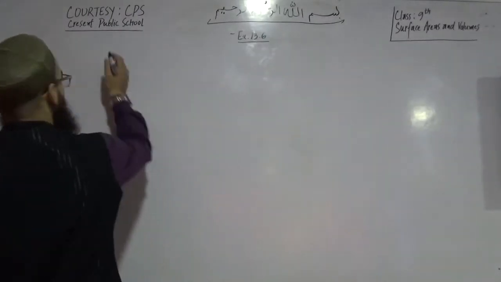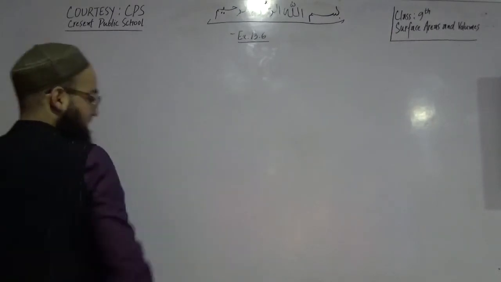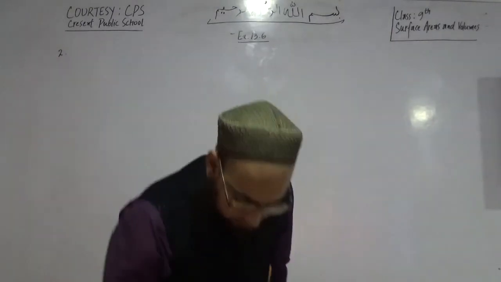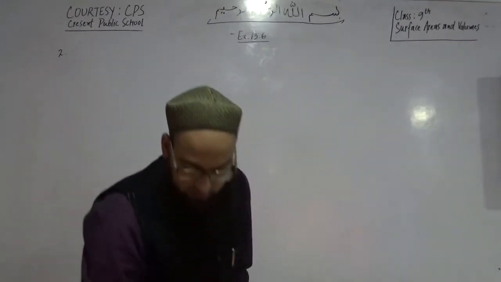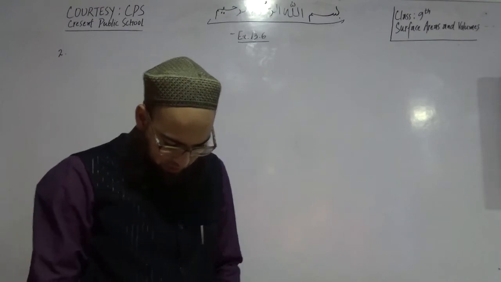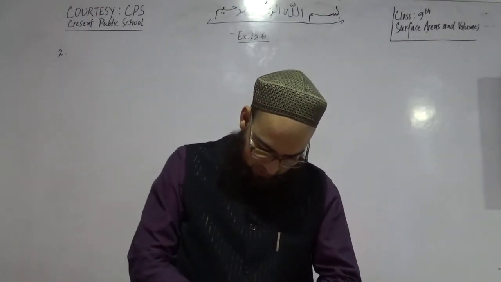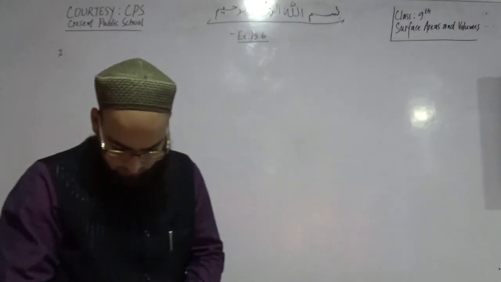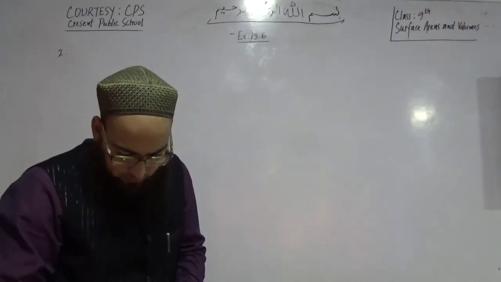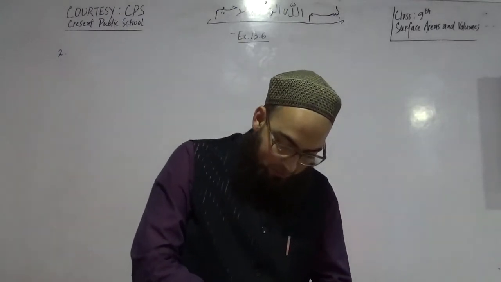Then we have question number 2. It says the inner diameter of a cylindrical wooden pipe is 24 centimeter and its outer diameter is 28 centimeter. The length of the pipe is 35 centimeter. Find the mass of the pipe if 1 cubic centimeter of wood has a mass of 0.6 gram.